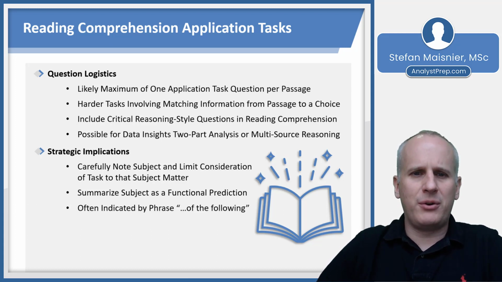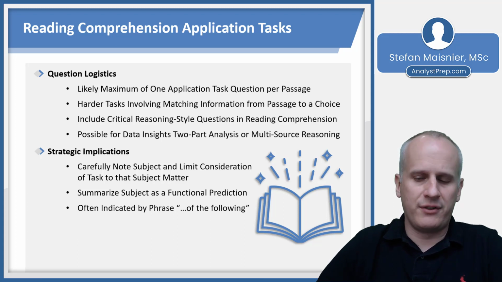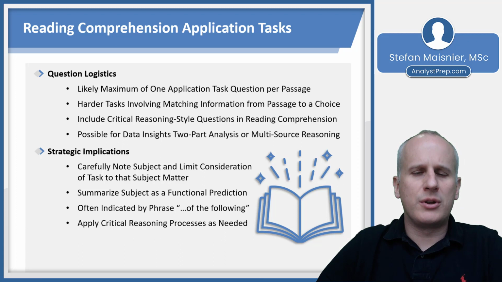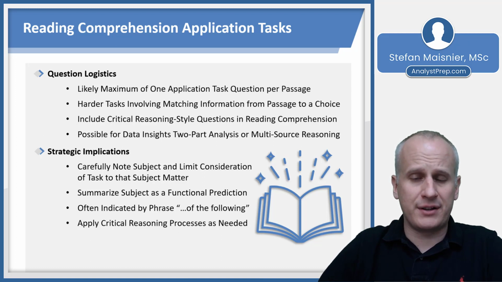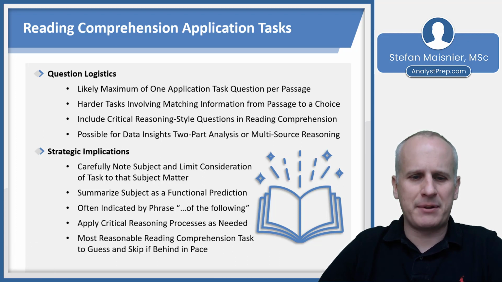You'll often be able to recognize an application task from the phrase of the following, as in which of the following does something. You can apply your critical reasoning argumentation processes from our other verbal reasoning lessons as needed, because sometimes you'll be asked to strengthen an argument or weaken an argument that's presented in the passage as one of these application tasks. And application tasks are going to be the most reasonable reading comprehension task to guess, skip, and mark if you're behind in pace.